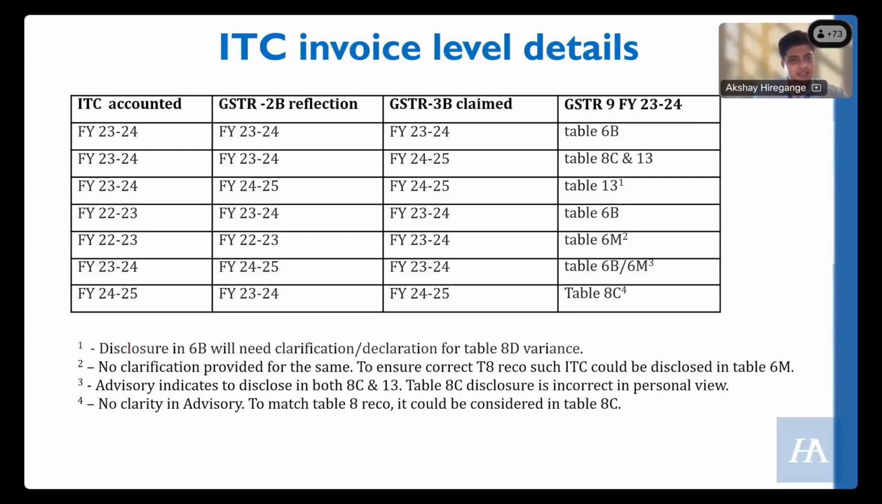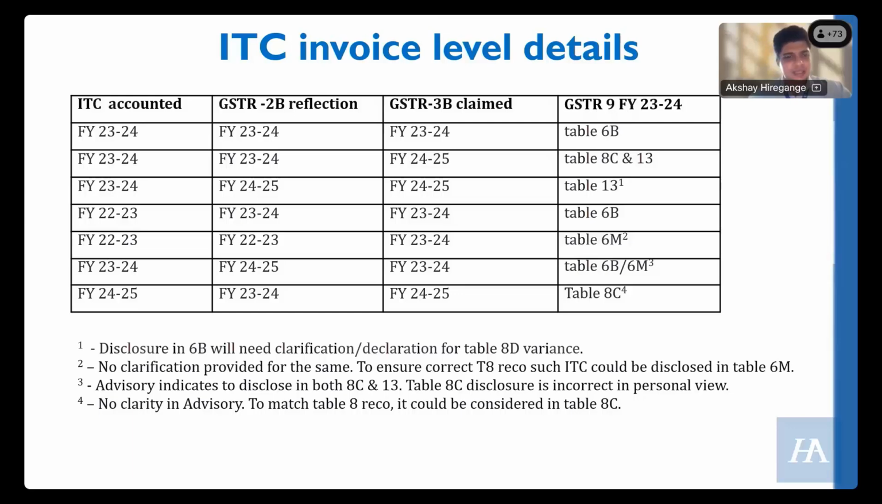Next, we have 23-24 accounted credit to be reflected in 24-25, but 3B is claimed in 23-24. This is basically where credit is claimed based on books of accounts, but to be reflection has happened in the next period. Here, there could be two options. If you show it in table 6B, you will have a table 8 reconciliation difficulty. And to this extent, in my view, the department has told they should go to 8C and table 13, which is again not appropriate.